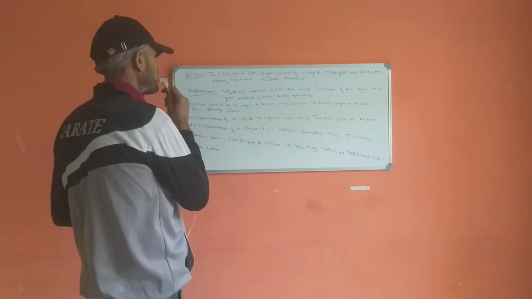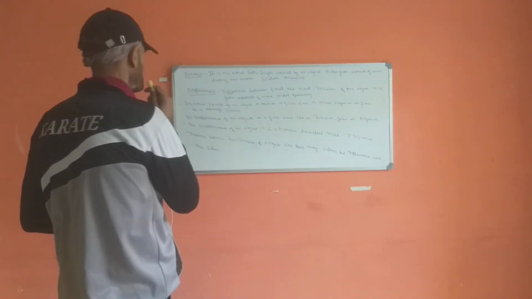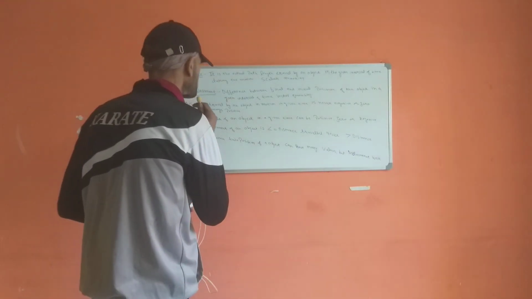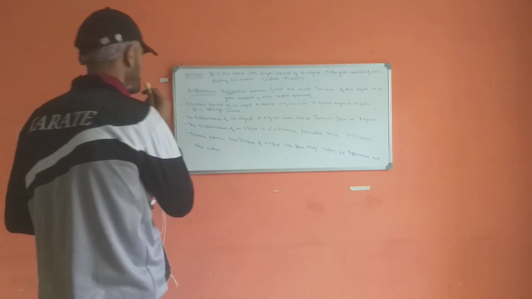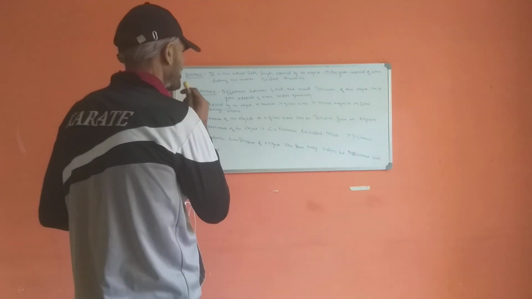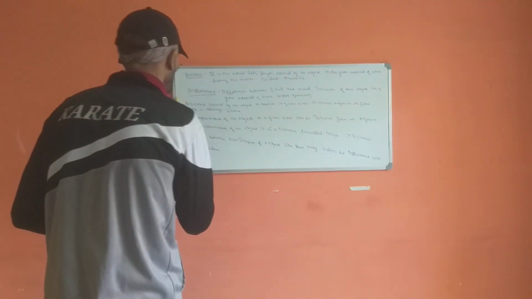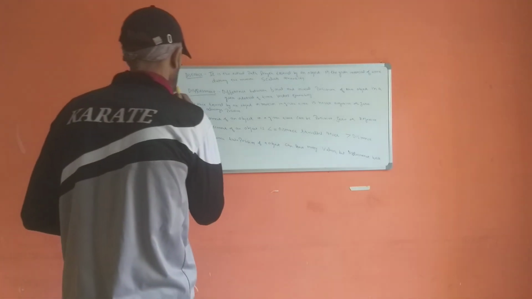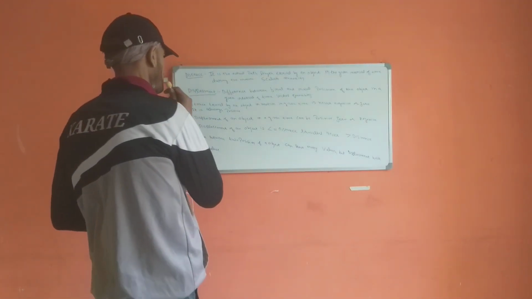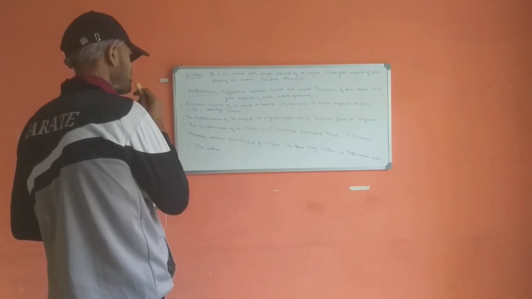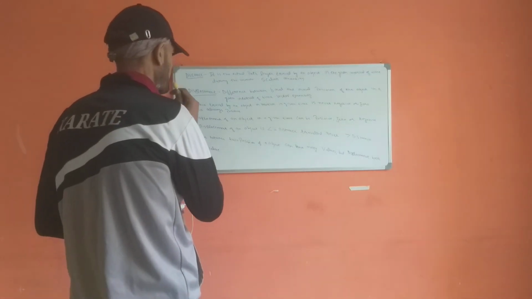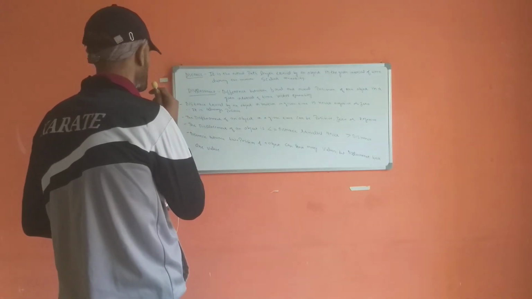Distance can never be negative or zero. Distance is always positive, whereas displacement can be positive, zero or negative. And one more thing, displacement of an object is always less than or equal to distance, and displacement is never greater than distance.